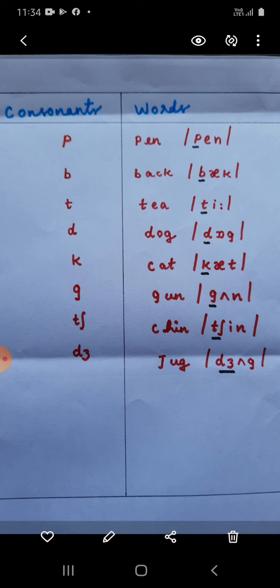D. Understood? That's also very light. D sound. Not so strong a sound, but D. D sound. And how to write that? The writing style is small letter D, and we are pronouncing it as D in phonemic symbol.